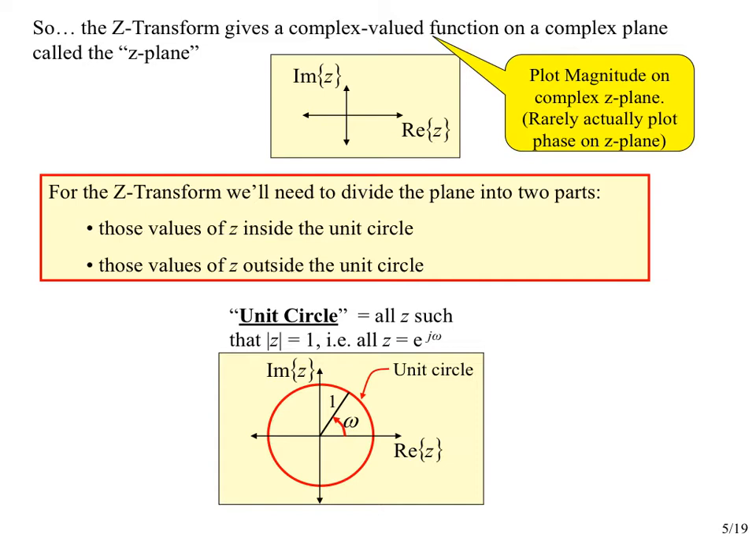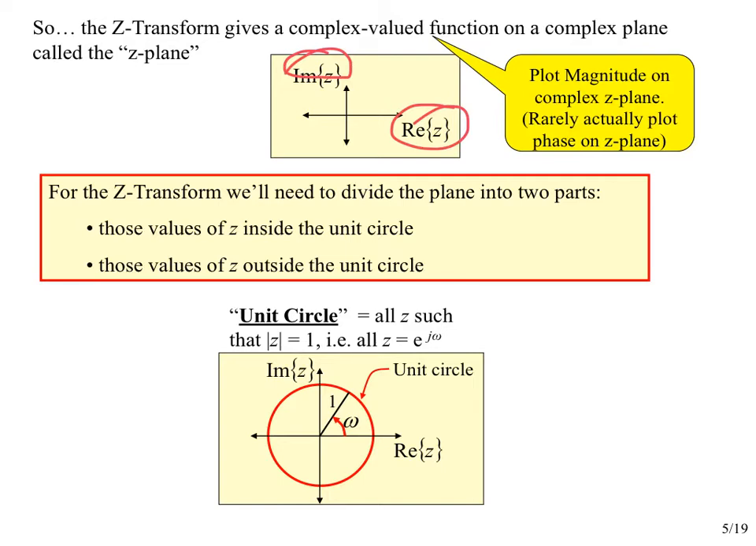So the z transform, as we just saw, gives us a complex valued function on a complex plane. So remember, the DTFT gave us a complex valued function, capital X of omega, but omega was a real variable, so we could plot that on a single axis. But since the DTFT was complex valued, we needed a magnitude versus omega, and we needed a phase or an angle versus omega. But now we compound that issue even more. We have a complex valued function, so we need to plot both magnitude and phase, but now we're plotting them over a plane. So we're plotting on the z plane, where one axis is the real part of z and the other axis is the imaginary part of z.